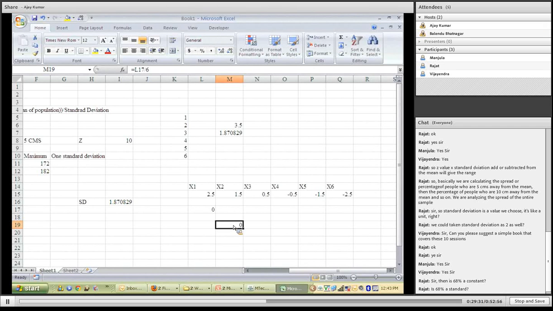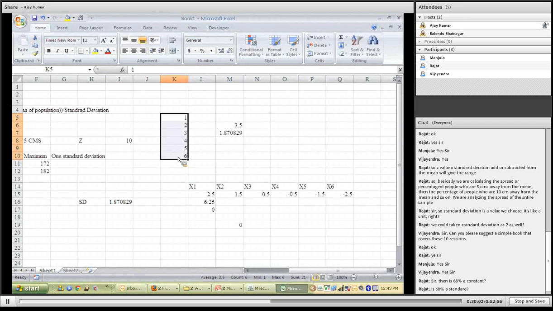To avoid this, what statisticians do is square these deviations, multiplying each by itself. So you will have the square of 1.5, the square of 0.5, and so on for each one, and now these squares are to be added. All right, and that is to be divided by the number of observations, 6. So I'm telling you the statistical formula for calculating the standard deviation.